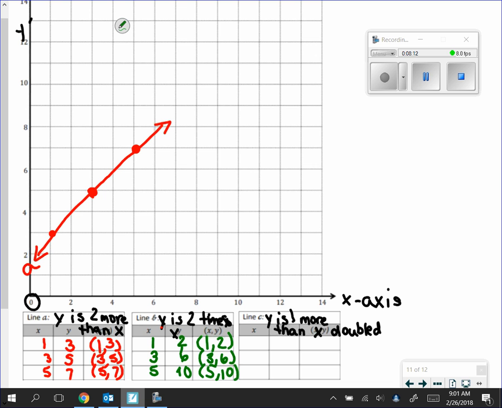Finding the pattern rule is a little bit harder than being given the pattern rule and making points. So over 1, up 2, so you would be starting there again. 3, 6. You went up 3. What? You went up 3. Oh my goodness gracious. Thank you.